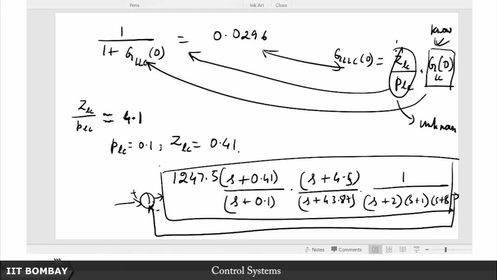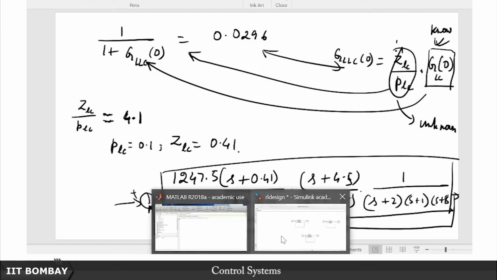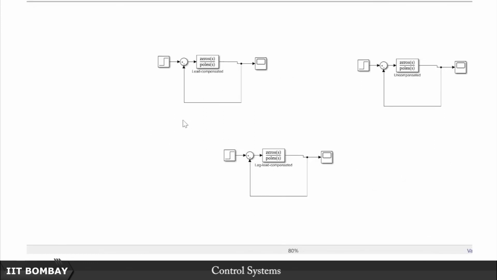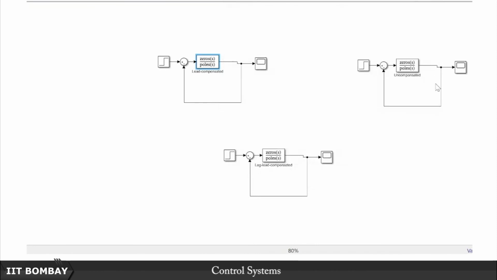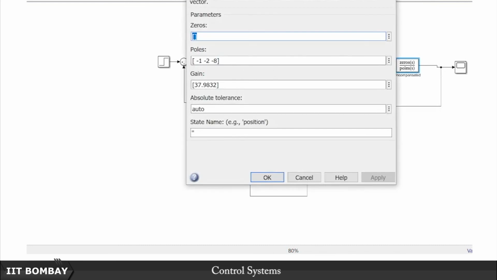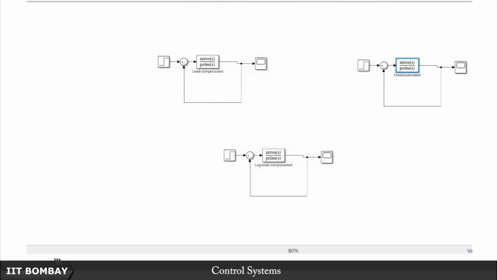So let's test it out against the MATLAB Simulink model here. What I have here is the uncompensated system, so you have a 0 at minus 4.5. Oh, this is lead compensated, I am sorry, let me go for the uncompensated. So this is the uncompensated system, you have a gain of almost close to 38, and these are the poles, right. So let's take a look and verify for ourselves.